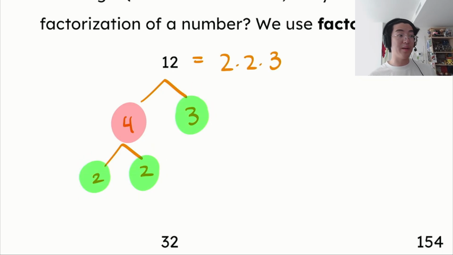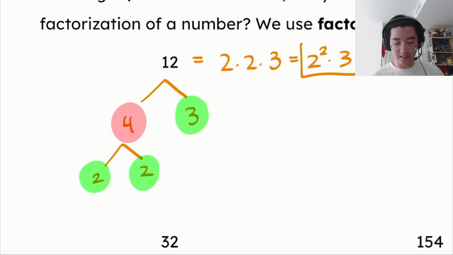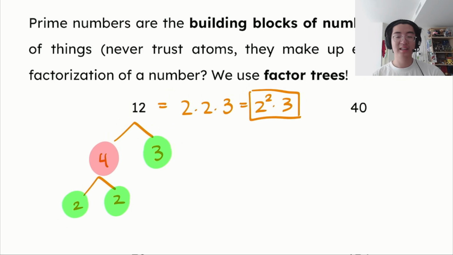Okay, so all the prime numbers, those are now called prime factors, because 12 is made up of 2 times 2 times 3. And of course, we can express them as exponents. And that right here is called a prime factorization. So all we're doing here is finding all the factors that are prime numbers, and then we multiply them together with exponents, and that's it. That's prime factorization.